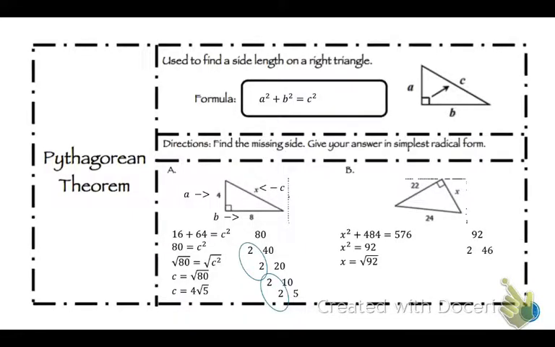Break down that 92: 2 and 46, 2 and 23. So that's going to be the same thing as 2 square roots of 23. Okay, always break down square roots if you can break them down.